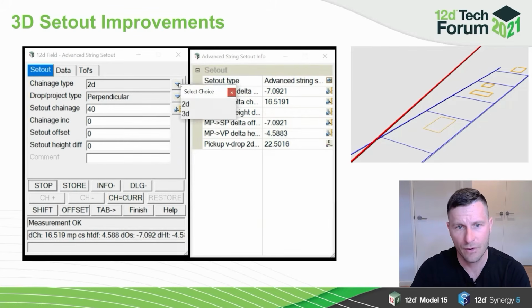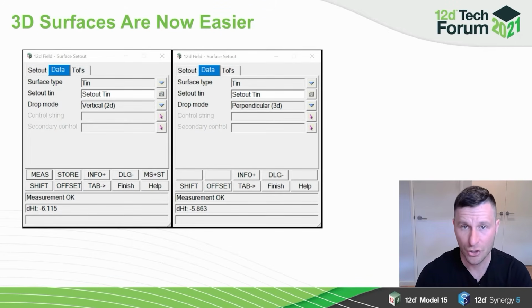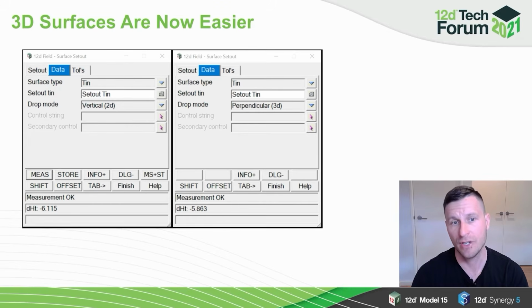Furthermore, improvements on the next slide, you'll see that the changes of 3D and 2D is now much clearer in the surface setout. So tin setout has been renamed to surface setout. You can now set out a tin or a TriMesh, and the drop mode is either 2D or 3D. The removal of the 2D with 3D and 3D with 2D, which was confusing some users, myself included.